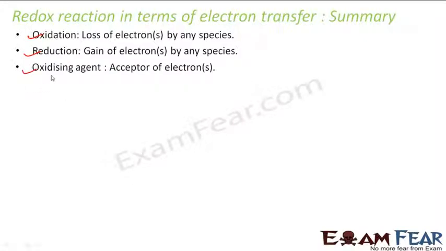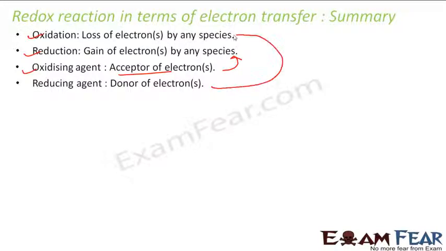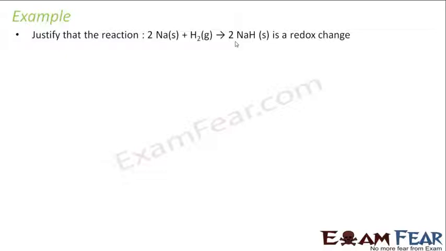Oxidizing agent is nothing but the one who oxidizes and gets reduced. So they are also acceptors of electrons. They are the ones who get reduced. And reducing agents are the donors of electron, or they are the ones who get oxidized. We'll take some examples. We have to justify that this is a redox reaction.